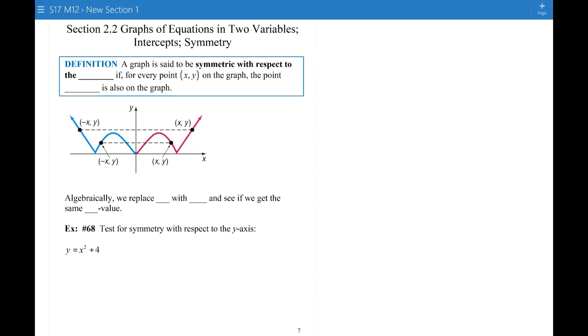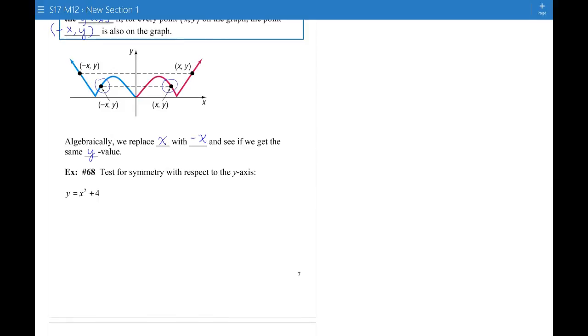A graph is said to be symmetric with respect to the y-axis if for every point (x, y) on the original graph, the point (-x, y) is also on the graph. Algebraically, we're going to replace x with -x and see if we get the same y value. You can see that if the x is squared, of course, when I square -x, I get the exact same thing as when I square x. So we have symmetry with respect to the y-axis.